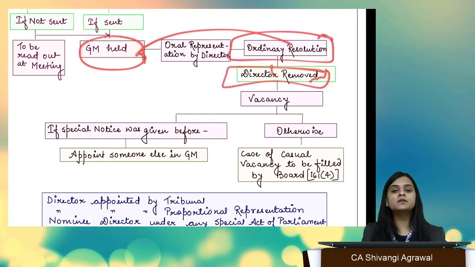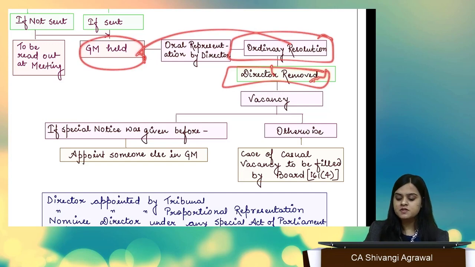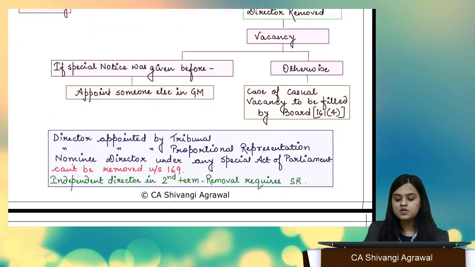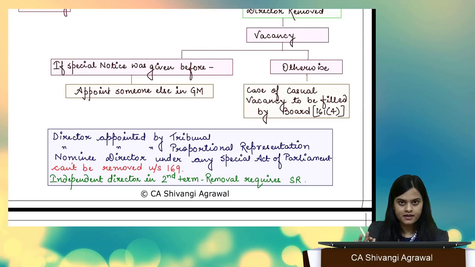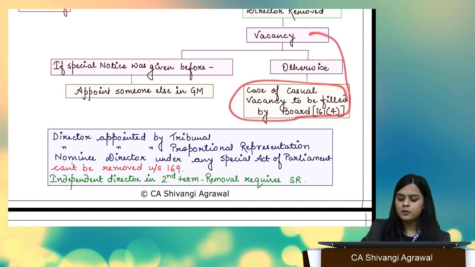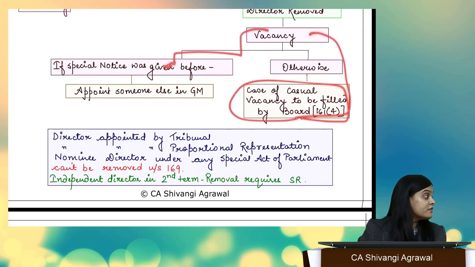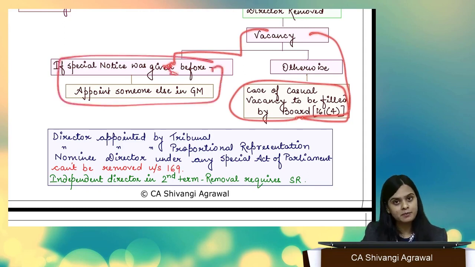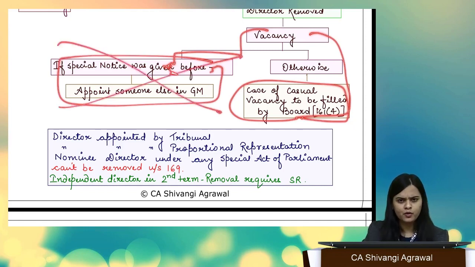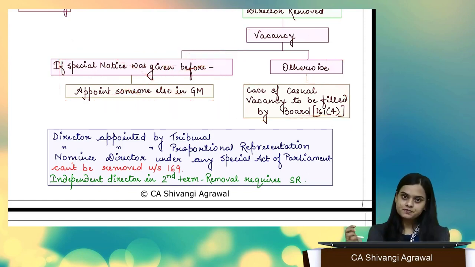Now, when he is removed before the expiry of his term, it again leads to a vacancy which has been created, right? Ideally, this is a case of casual vacancy, but supposedly we got the special notice of replacement and Mr. Y's name was also proposed. So, by passing an OR, Mr. Y can be appointed. Supposedly, he was not appointed or no name was proposed. Then it will amount to casual vacancy which can be filled by the board by using section 161(4).